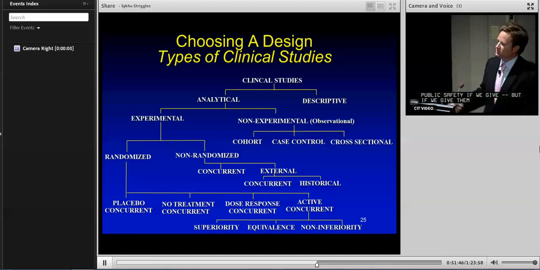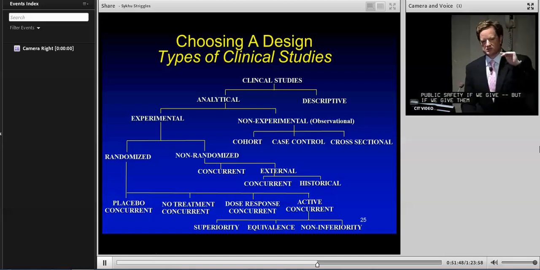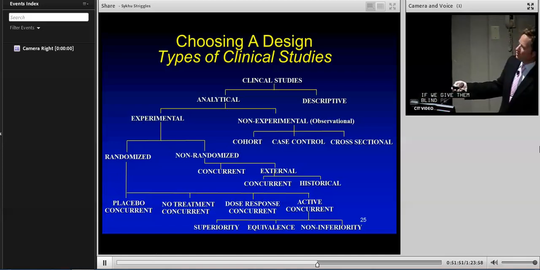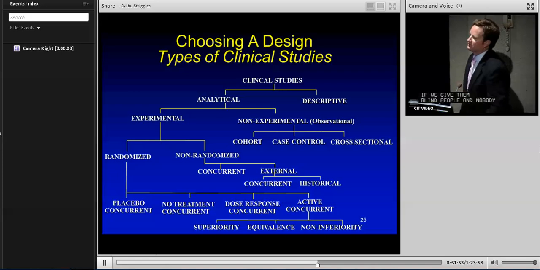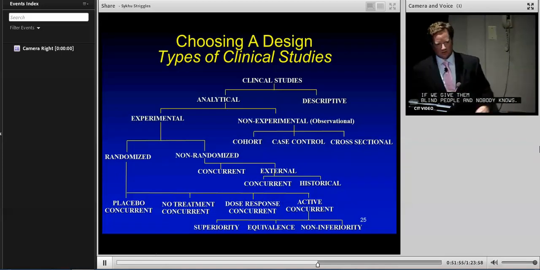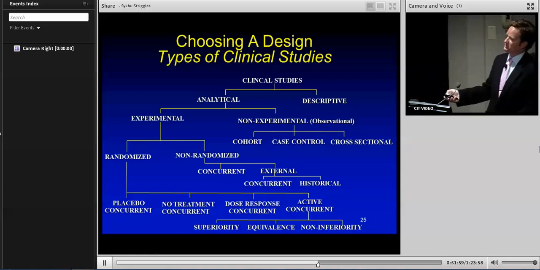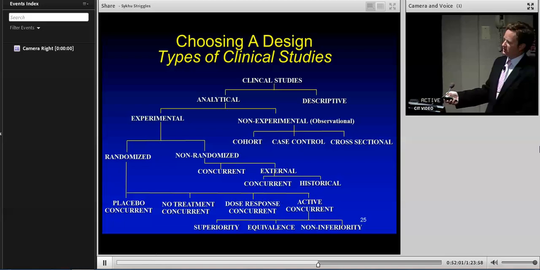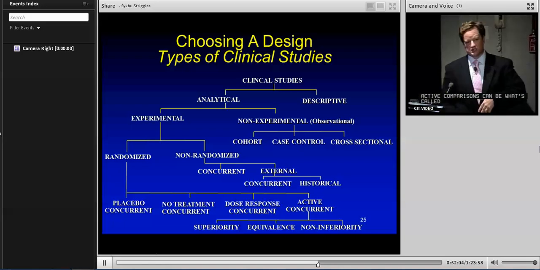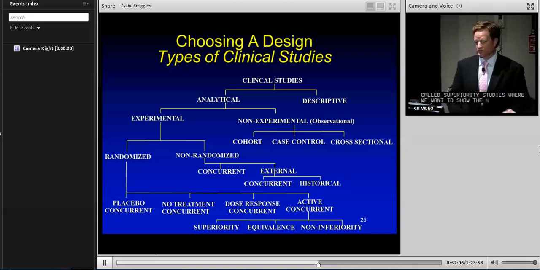We can have a dose-response study where people get a higher dose of an intervention compared to a lower dose, or we can compare our test intervention to some older active intervention that was used in the past. Active comparisons can be either what's called superiority studies, where we want to show that the new intervention is better in some way than the older interventions.